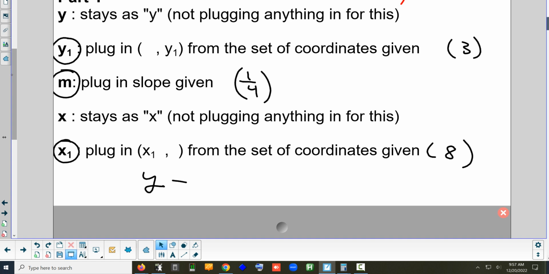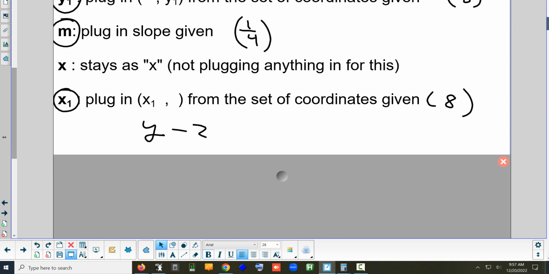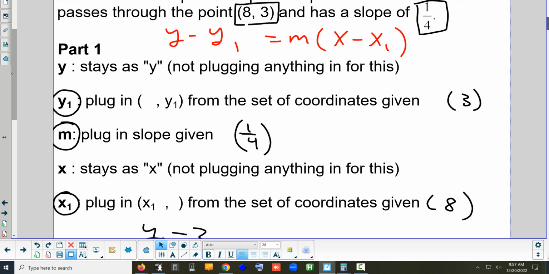Y minus y1. Brady, what's y1 in our problem? 3. Y1 is the number that comes after the comma in the coordinate. So that's 3. Okay, so there's your first part. So we've got the y, we've got the minus, we've got the y1. What comes right after the y1 in the formula? Right, directly after the y1.